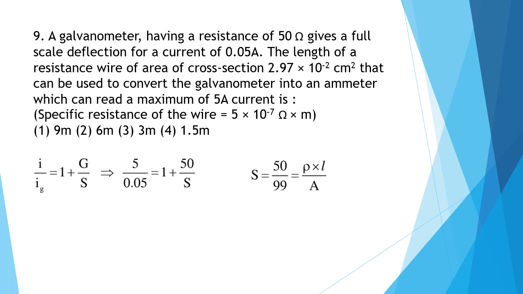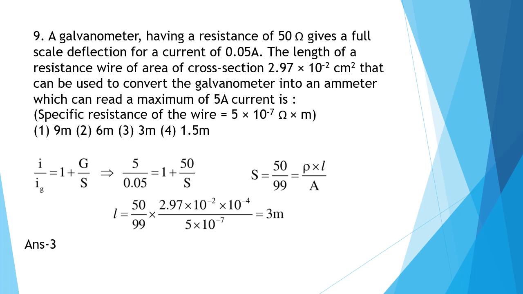Now you know resistance is equal to rho into L by A, and you know rho, that is 5 into 10 to the power minus 7, and we also know the area, that is 2.97 into 10 to the power minus 2. So when you solve this for L, you get L is equal to 3 meters. So the correct option here is option 3.